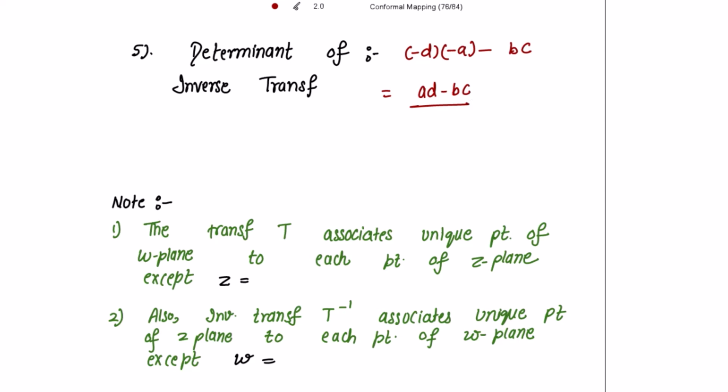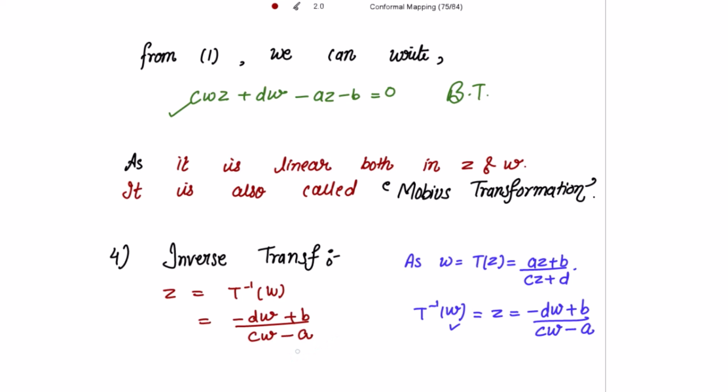Some of the notes are written over here. Let's read them. The transformation T associates a unique point of the w plane to each point of the z plane except z equal to negative d over c, where c should not be equal to 0. Similarly, the inverse transformation T inverse associates a unique point of the z plane to each point of the w plane except where the denominator of this inverse transformation becomes 0.